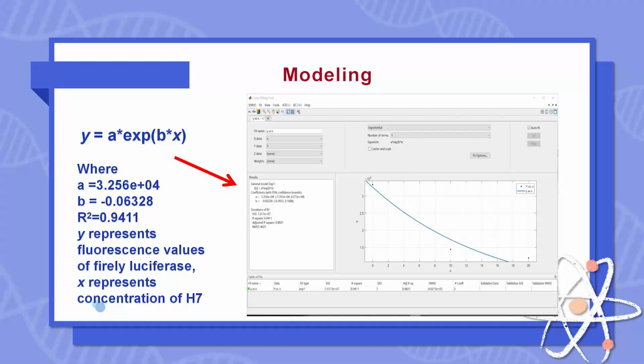Here we chose an exponential equation to make the forecast. With the help of curve fitting in MATLAB, we obtained the following results. The R-square here is 0.9411, indicating a good fitting effect.